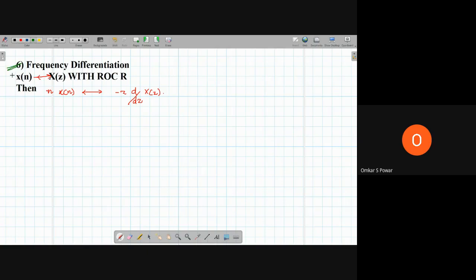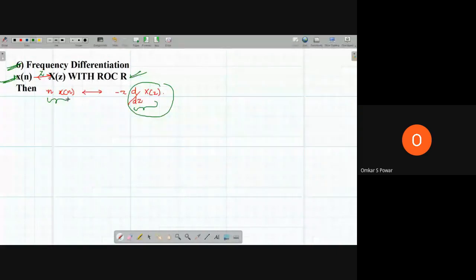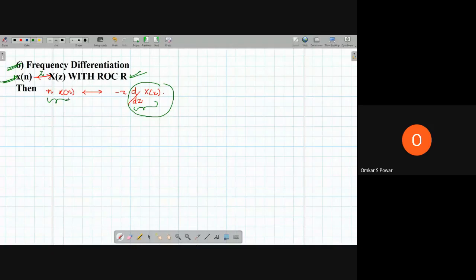Frequency differentiation. You have x of n, z transform is X of z with ROC R. Then what happens when you differentiate in your z domain? Then you should multiply by n into x of n. Simply, if you learn n into x of n, then you can use this logic also. If you multiply x of n by n, then in the z domain it differentiates with respect to z, so multiply by minus z. You can go with that logic also.